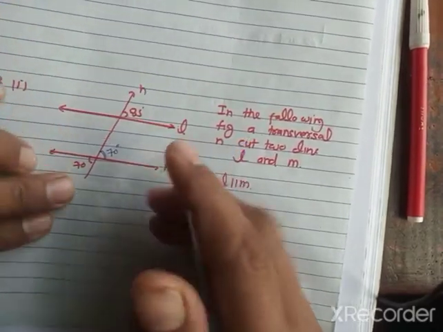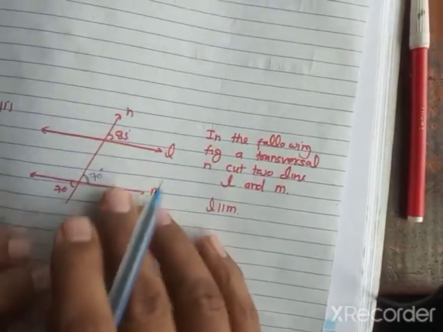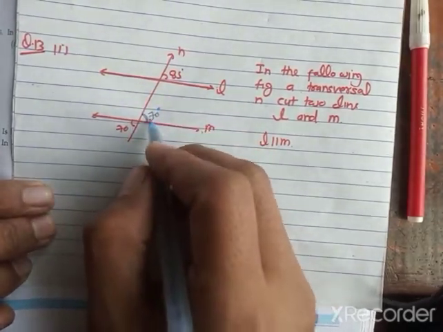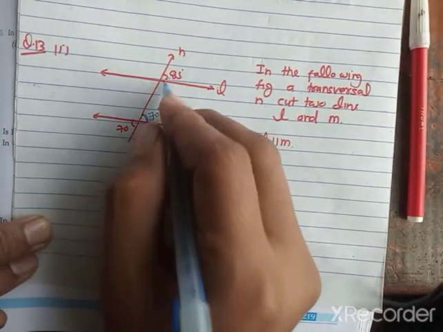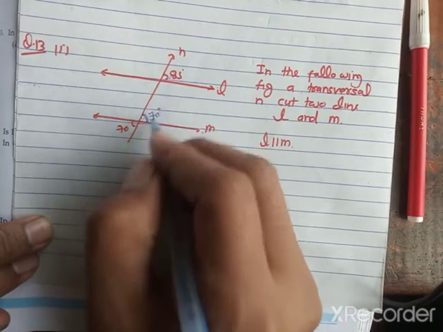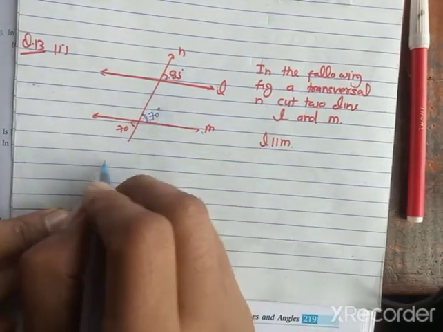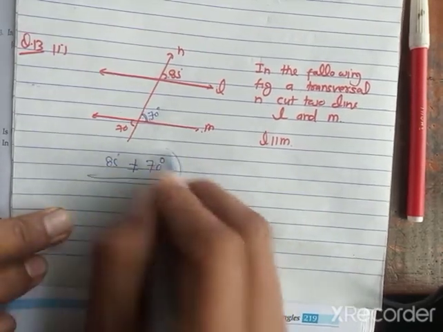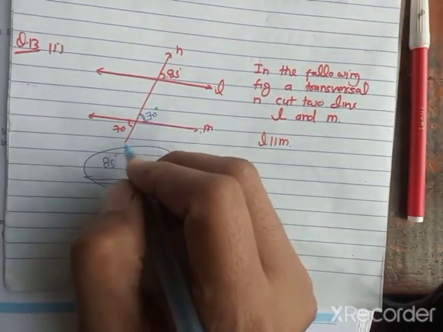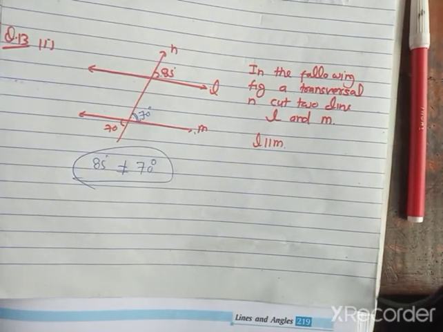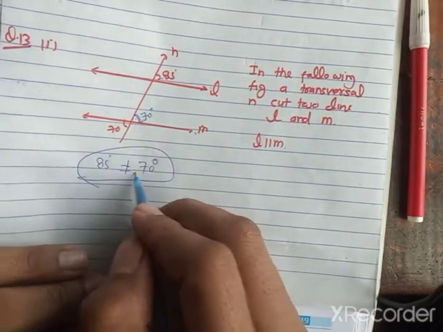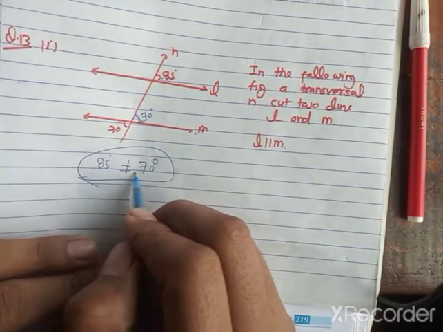If this angle is equal to this angle, as corresponding angles are equal, then the lines are parallel. But in this case, corresponding angles are not equal. It means 85 degrees is not equal to 70 degrees. So if both angles are equal, then the lines are parallel. But in this case, lines are not parallel because this angle is not equal to this angle. Understand?